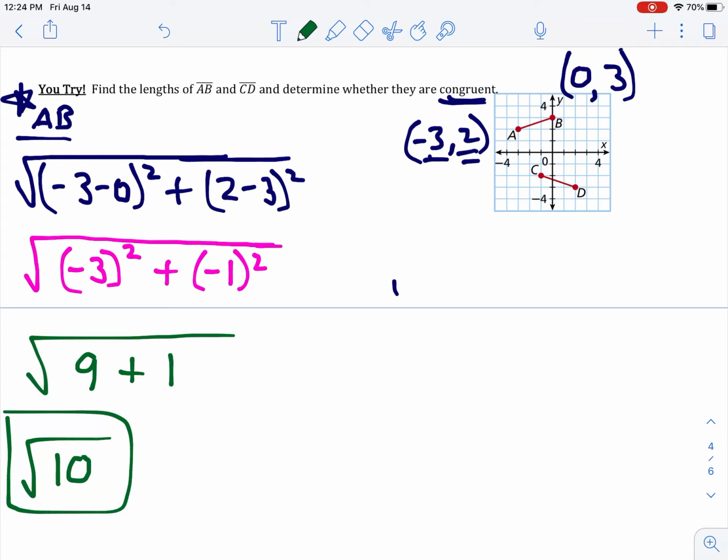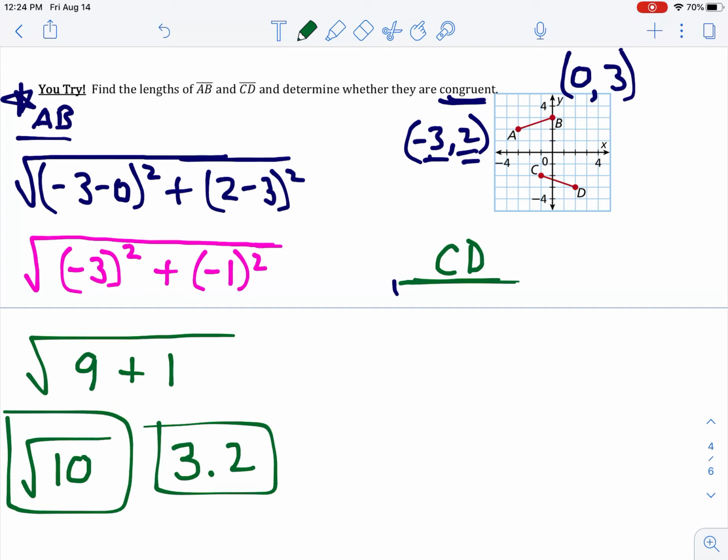However, if you're one of those that says, hey, I don't like the square root symbol, I want to write it as a decimal, well, I get 3.16 when I put it on a calculator, so 3.16 would round to 3.2. So you may write your answer either way. All right, so you're going to find the distance of CD. If your answer ends up to be the square root of 10 or 3.2, then yes, they are congruent. They're the same length. If, let's say you get some other number underneath the square root sign besides 10, let's say square root of 20, those are not the same, so then you would say no, they are not congruent.